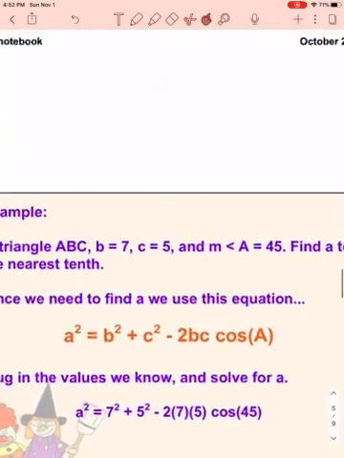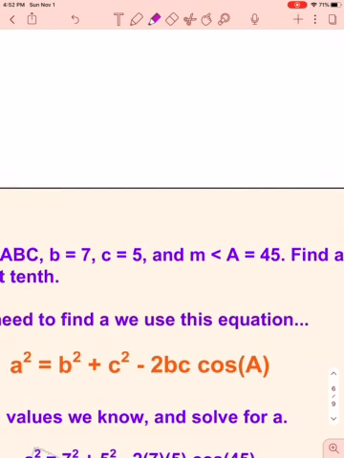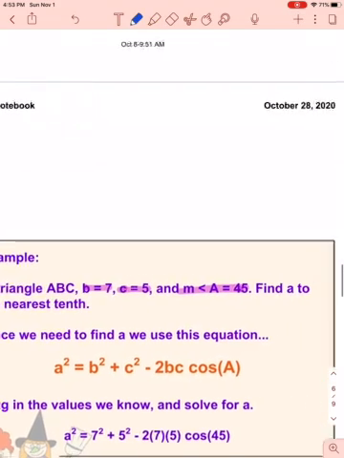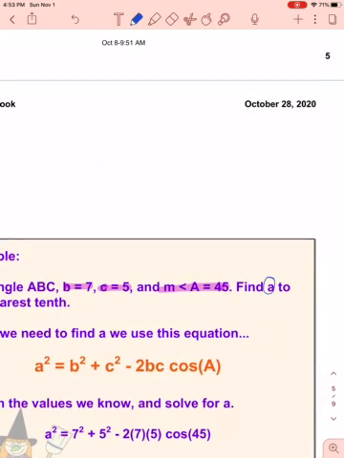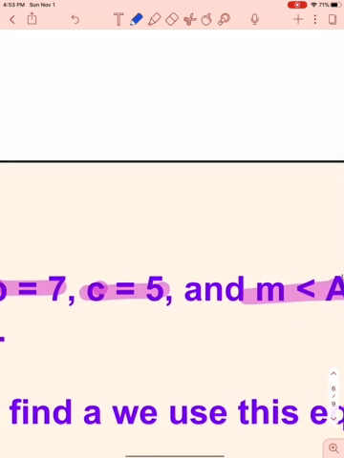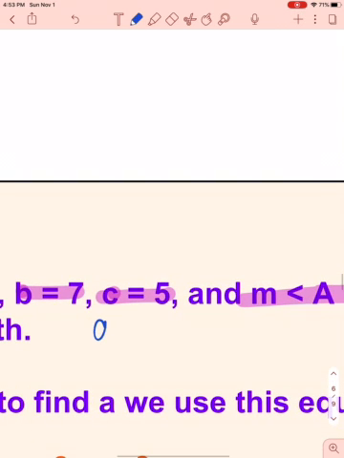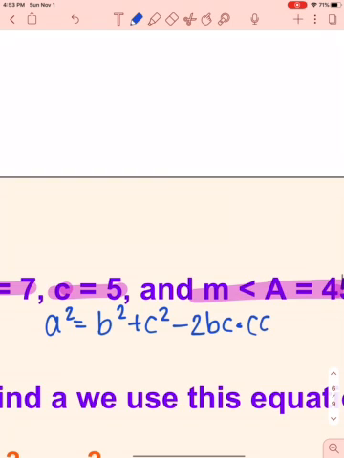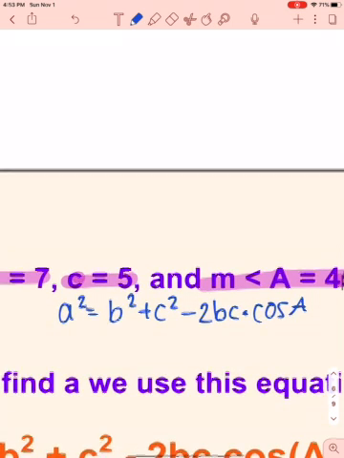So, in triangle ABC, side b, because you know it's a side because it's lowercase, is 7, side c is 5, and the measure of angle A is 45. So again, you know two sides and their included angle, and we are going to be looking for side a to the nearest tenth. So our formula is a squared equals b squared plus c squared minus 2bc times the cosine of A.